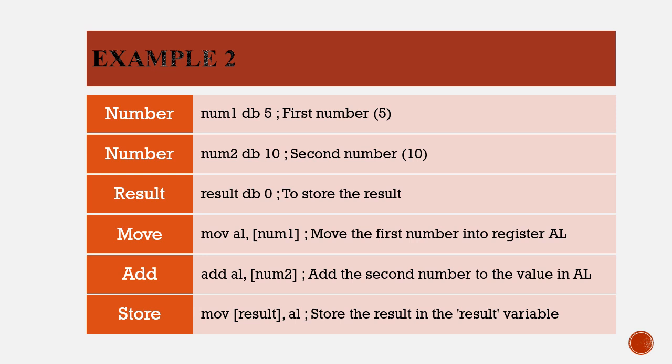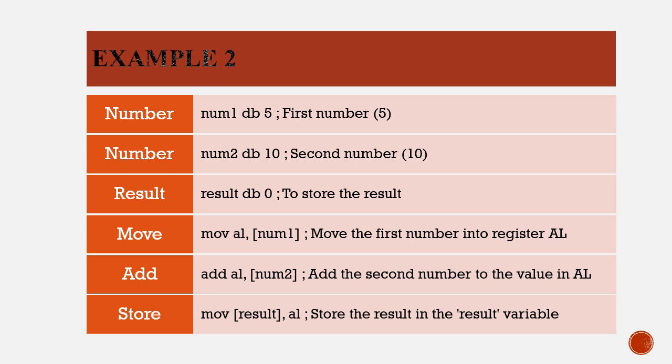So that is how it is done in assembly language. Add the second number to the value in AL. Now we move the result, AL, into result, to store the result in the result variable. So now let me explain what actually happened here.